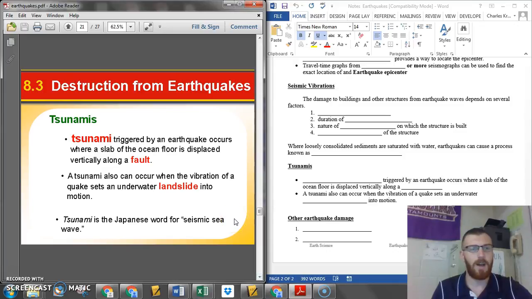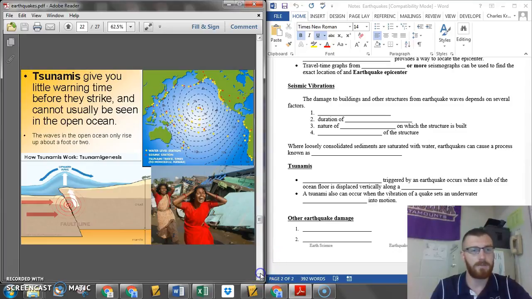All right, a tsunami is triggered by an earthquake that occurs where a slab of the ocean floor is displaced vertically along a fault. So a tsunami can occur when the vibration of the earthquake sets an underwater landslide into motion. Okay, think more of a tsunami as an underground earthquake. A lot of people see a tsunami as that giant tidal wave that reaches land, but the tsunami is actually the underground earthquake. What results after that is usually a tidal wave, and those are two separate things.